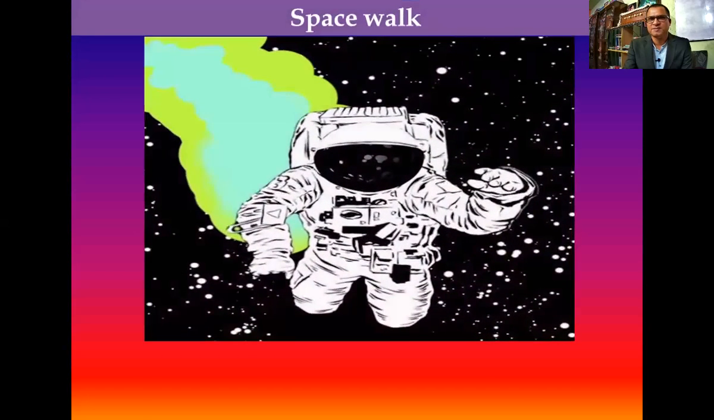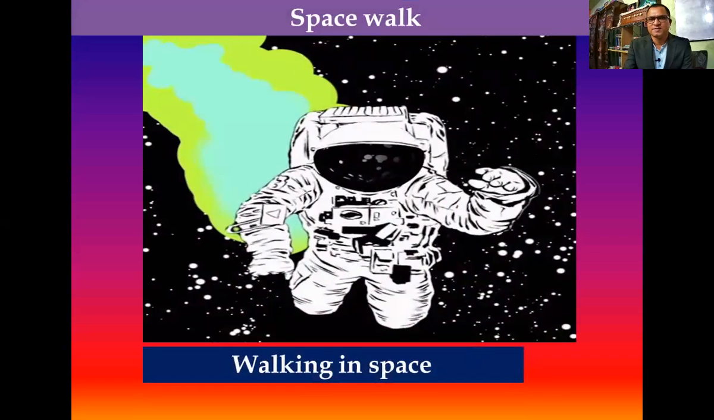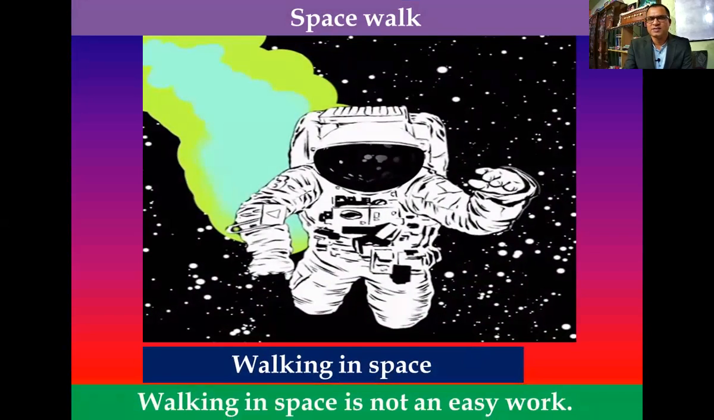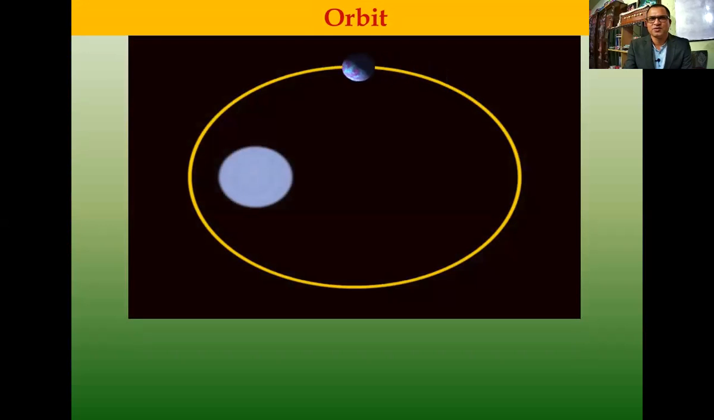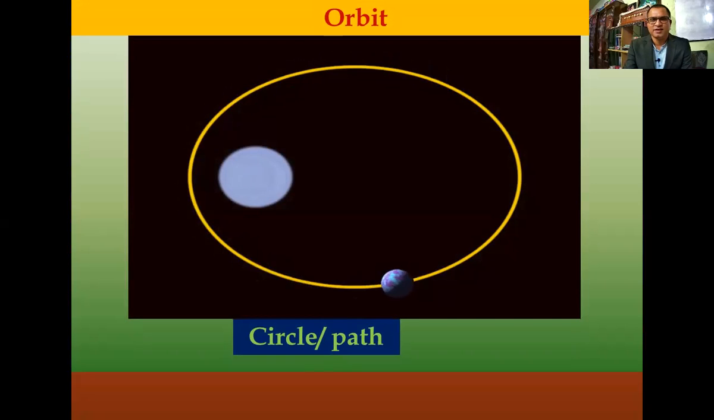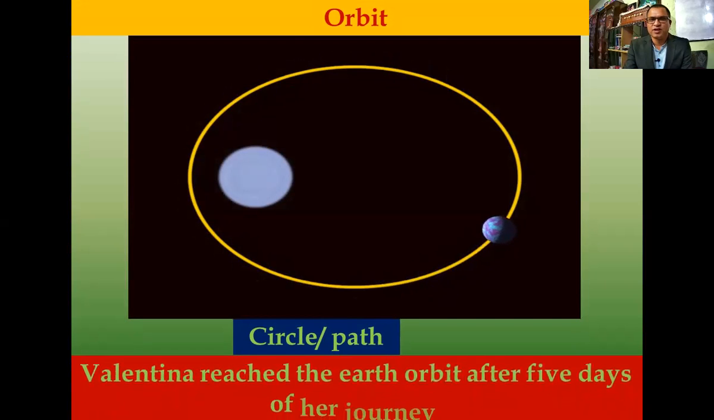Spacewalk. This is spacewalking, walking in space. Walking in space is certainly not an easy work. Orbit. This is orbit, a circular path. Valentina reached the Earth orbit after 5 days of her journey. This is the sentence making.